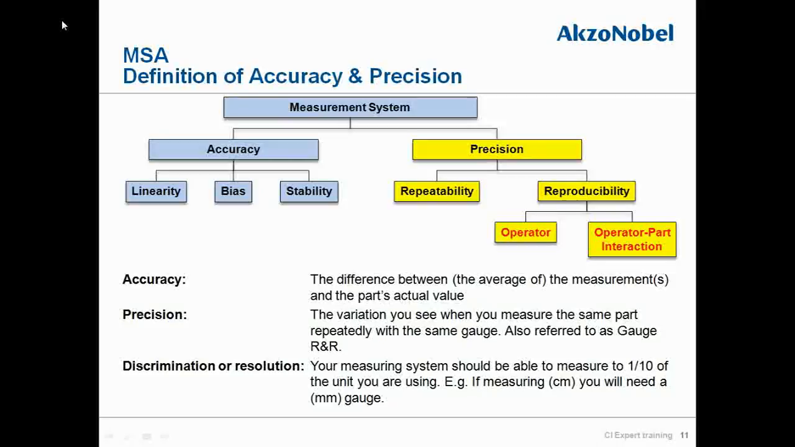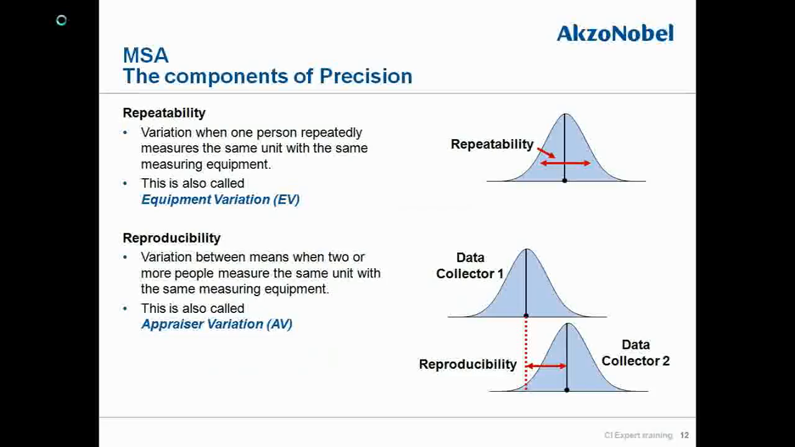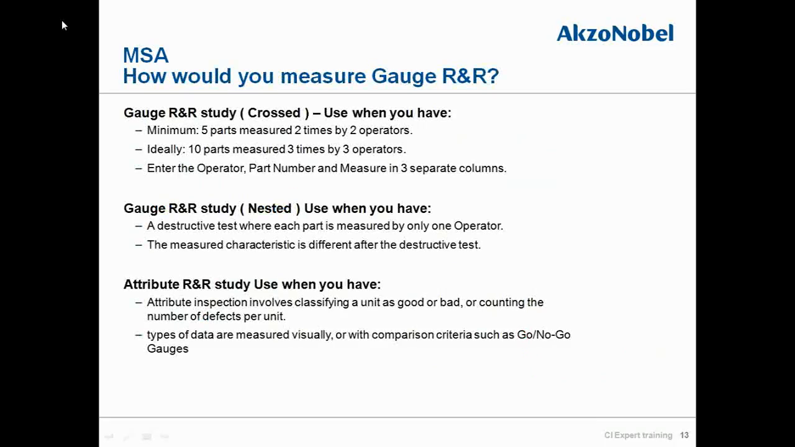Now we look into precision part of the measurement system, which has two components, which are repeatability and reproducibility. Repeatability is the variation when one person repeatedly measures the same unit with the same measuring equipment. This is also known as equipment variation. Reproducibility is the variation between means when two or more people measure the same unit with the same measuring equipment, and this is also known as appraiser variation.